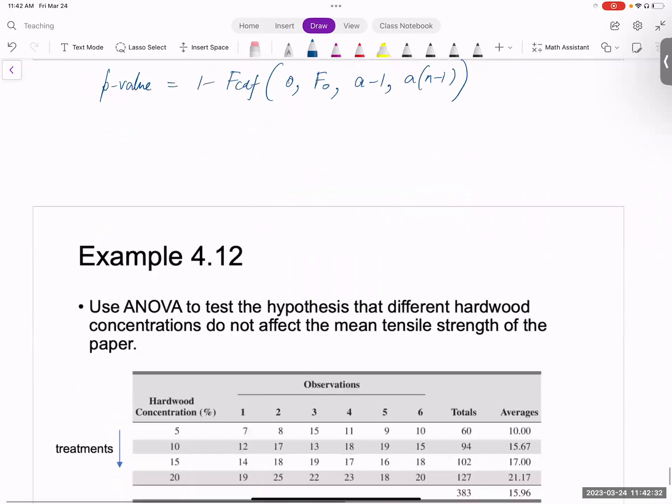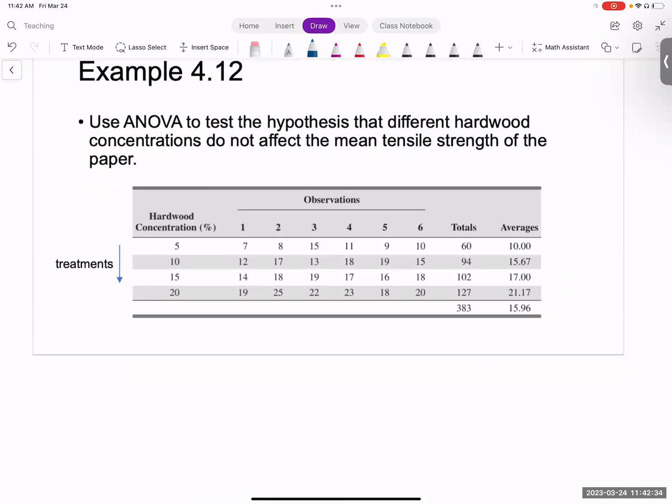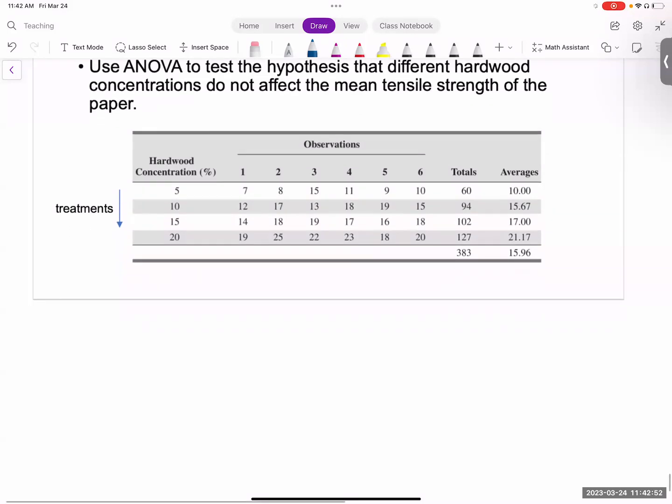And then I have a quick example here that I wanted to show you. This is an example where you have 4 different hardwood concentrations, so you can think of 4 different groups of hardwoods. And then you have some data collected, and then you have some totals and averages. Now, I have already done some computations, so I'm not going to repeat them, but I'll give you all the details here.